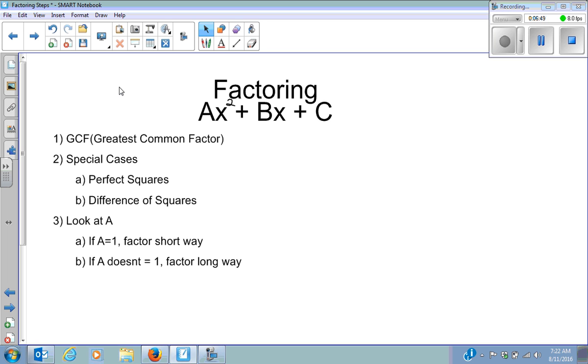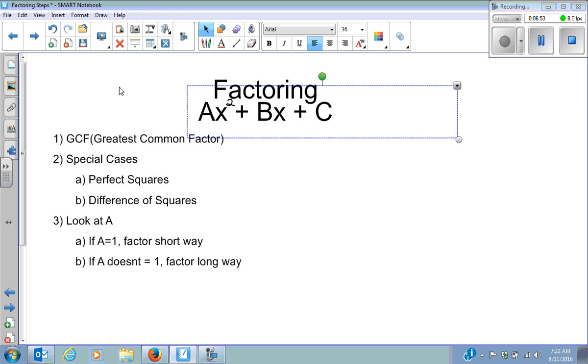Number 3, we look at A. Everybody see where A is right here? That's what I'm referring to when I say look at A. If A is 1, we're going to factor a short way. You guys are going to love when A is 1. You're probably going to be like, hey, can you put like 10 of those A equals 1 on the test? I'm going to go, no, that's not how it's going to work.